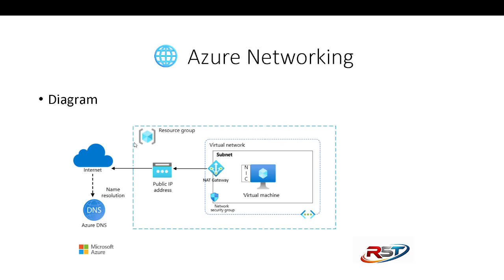Typically an Azure network diagram looks like this. First is the resource group. Under the resource group we create a virtual network. Under the virtual network we create a subnet. Under the subnet we create a virtual machine. The virtual machine is associated with a NIC.